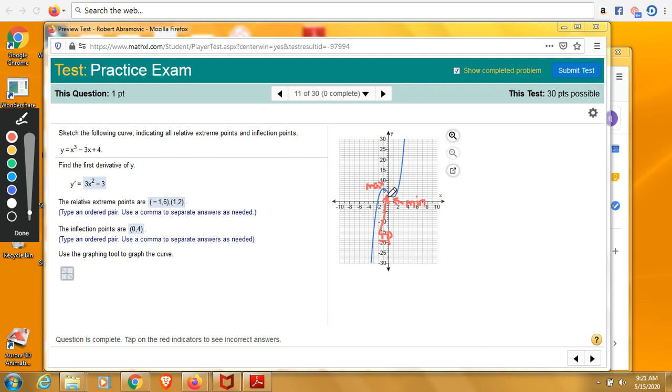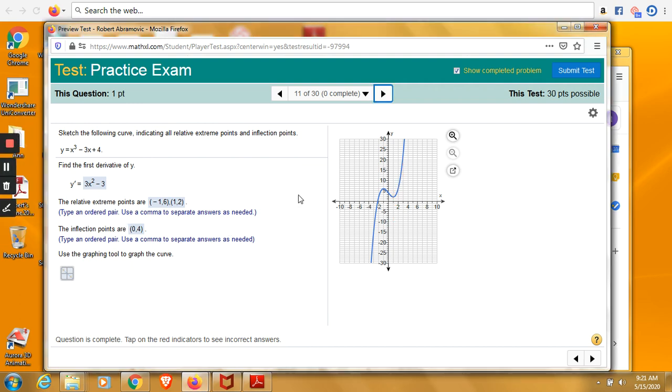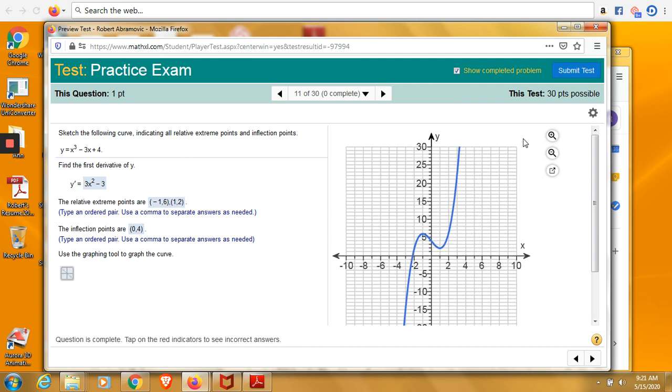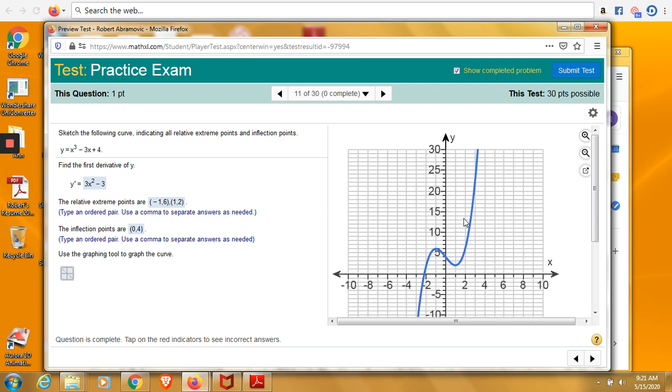So it changes from decreasing concave down to decreasing concave up at x equal to 0. And then it changes from decreasing concave up to increasing concave up at x equal to positive 1. That's where it has the local min. And let's see a little further so you can see what's going on.